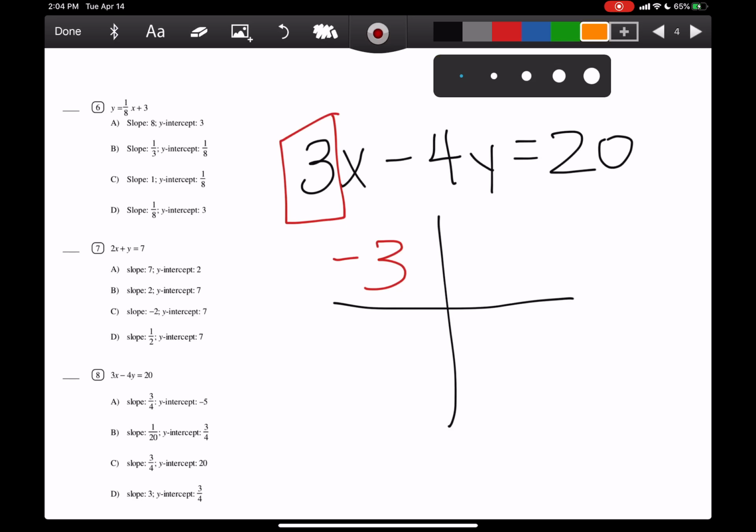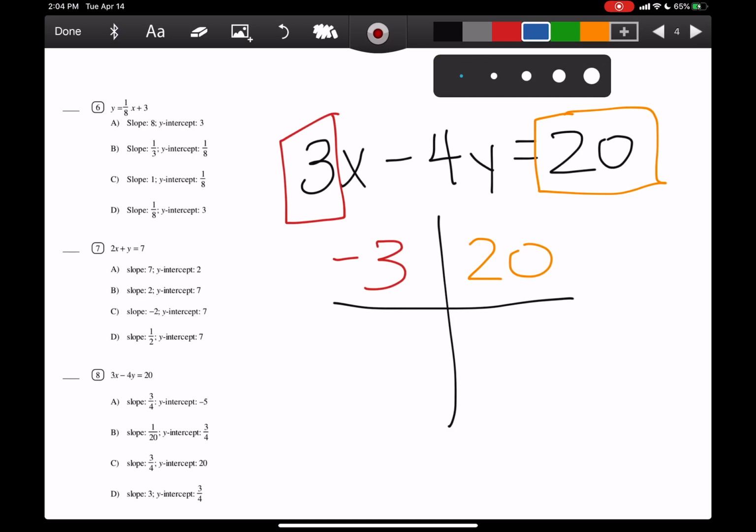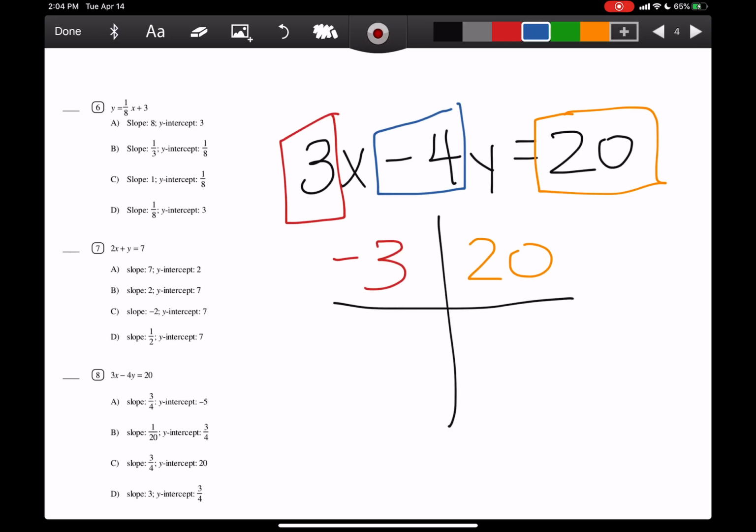Then I'm going to keep my answer. It's positive 20, so I'm going to keep it positive 20. Last step is to keep my y for both bottom boxes. I have a negative 4, so I'm going to put negative 4 in both bottom boxes. Last thing to do is to divide from top to bottom.